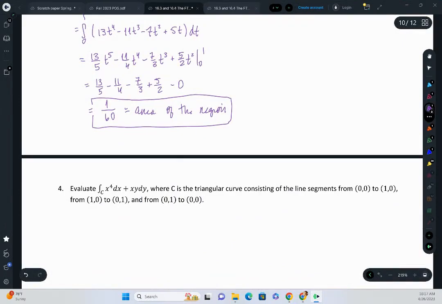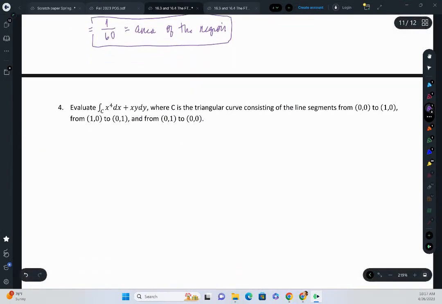Okay. All right. Next one, we are to evaluate the line integral over C of x to the fourth dx plus xy dy, where C is a triangular curve consisting of the line segments 0, 0 to 1, 0, then from 1, 0 to 0, 1, and from 0, 1 to 0, 0. First things first, we got to draw that region and figure out if we've got positive orientation or negative orientation. So let's go ahead and draw ourselves a nice xy axis.